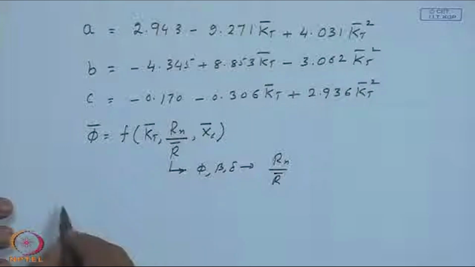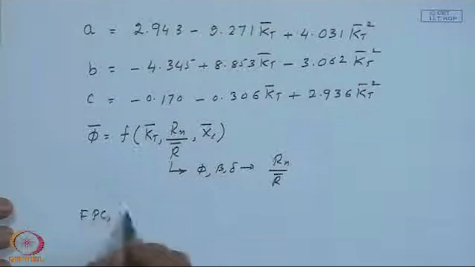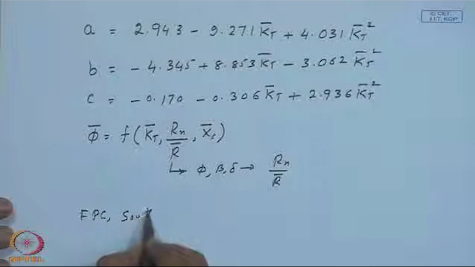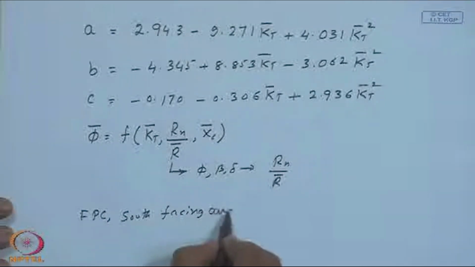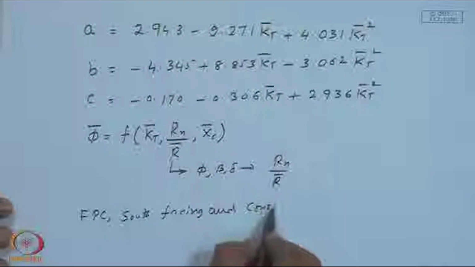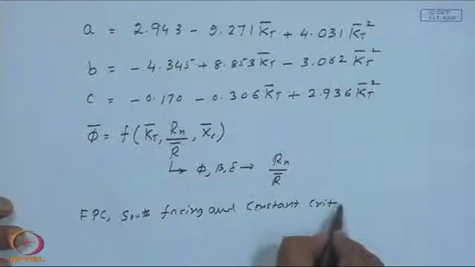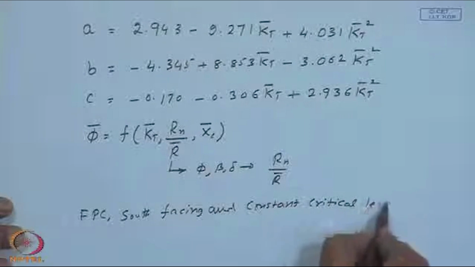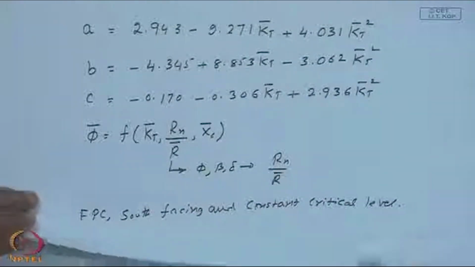So, this has got, as I said, that it is valid only for flat plate collectors, south facing and constant critical level. There were attempts by Collares-Pereira and Rabl to include concentrating collectors and non-south facing surfaces.